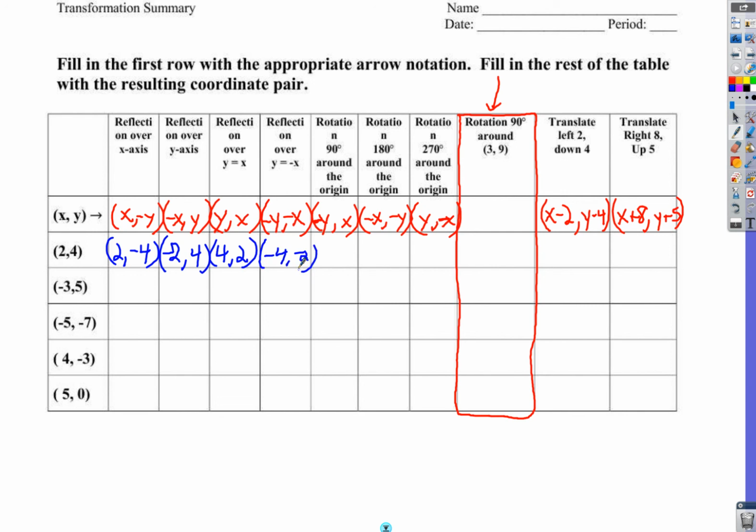Michael Swift, if I get 2, 4 and I rotate it 90 degrees around the origin, where am I going to end up? Good, -4, 2.